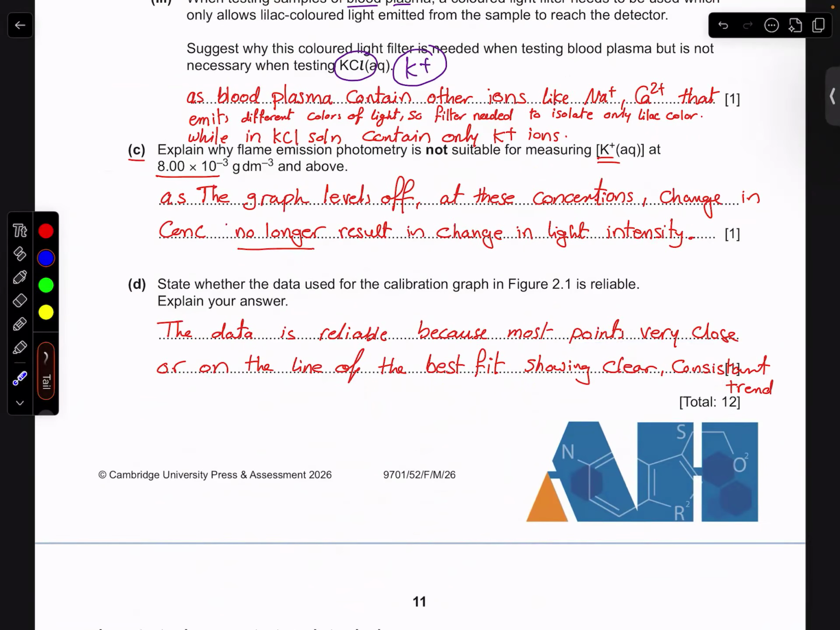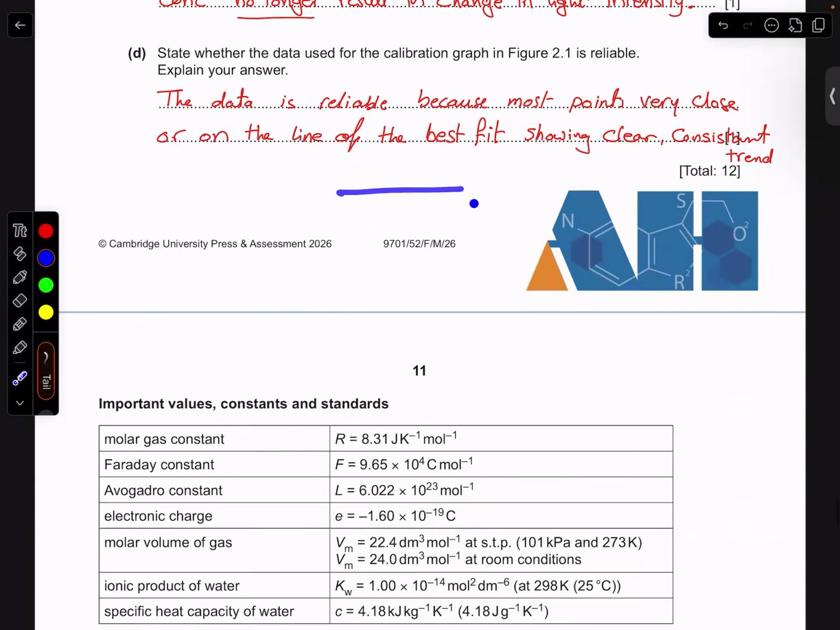But if he asks you to avoid the anomalous point, just repeat this reading again. That's it. Thank you.